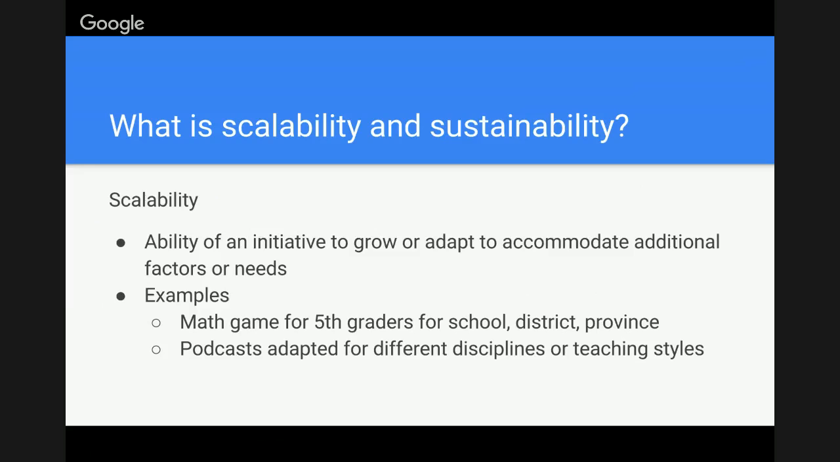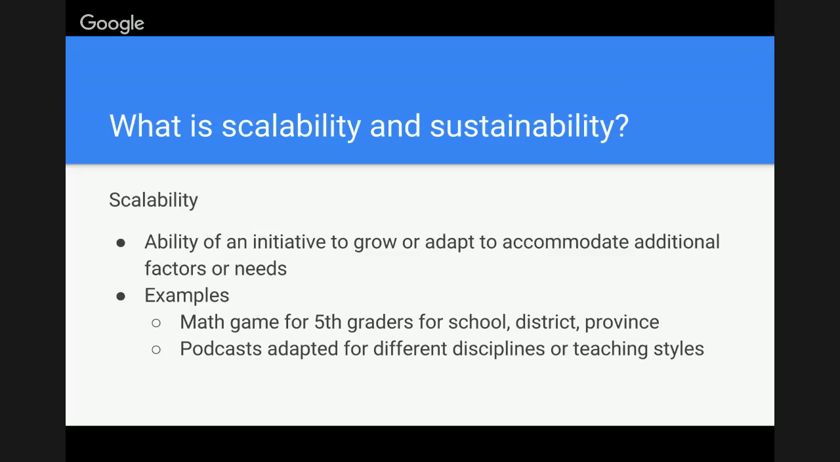Another example are podcasts. They may be used in one discipline and are eventually adapted for other disciplines, such as math, Spanish, or economics. It may also be used to accommodate different learning styles or teaching styles. So for a project to be scalable, it's able to adapt to accommodate the changes. If a mobile learning project can integrate the different variables, it's considered scalable.